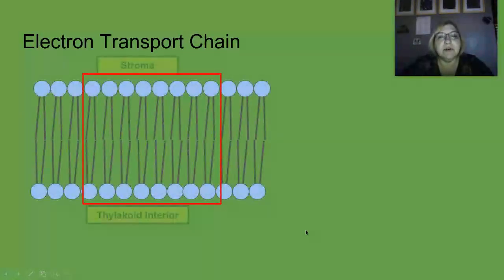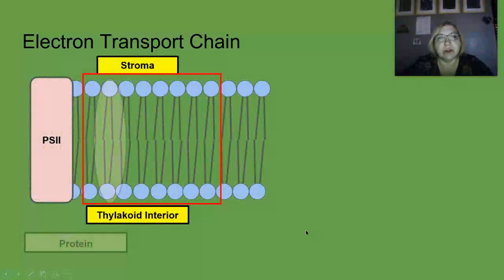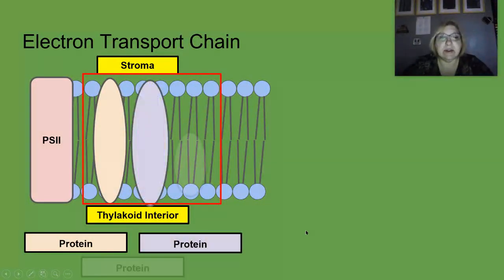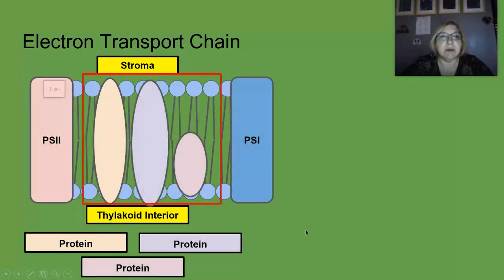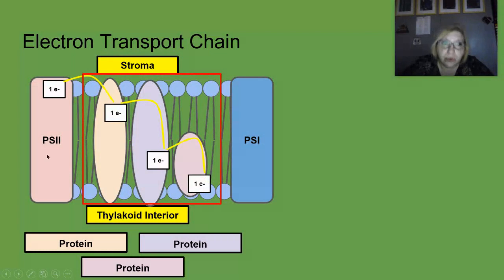This is a more detailed picture of the electron transport chain. So you have proteins in the thylakoid, and what happens is the electron works its way through these proteins that are in the stroma, and they go from photosystem 1 into photosystem 2 into photosystem 1. So here we have the light-dependent reaction. The electrons are moving their way through the proteins in the thylakoid and the interior of the thylakoid.